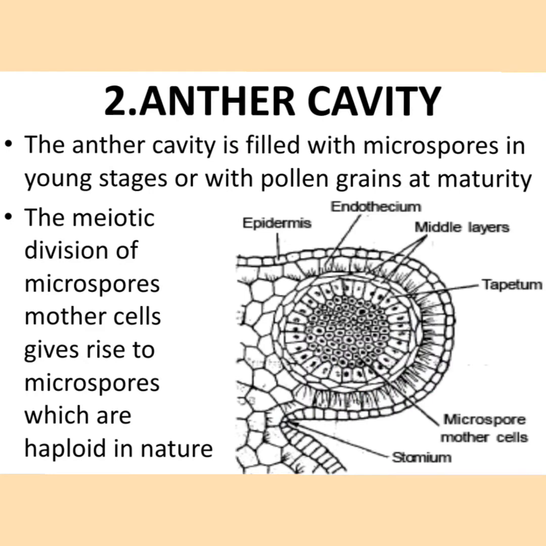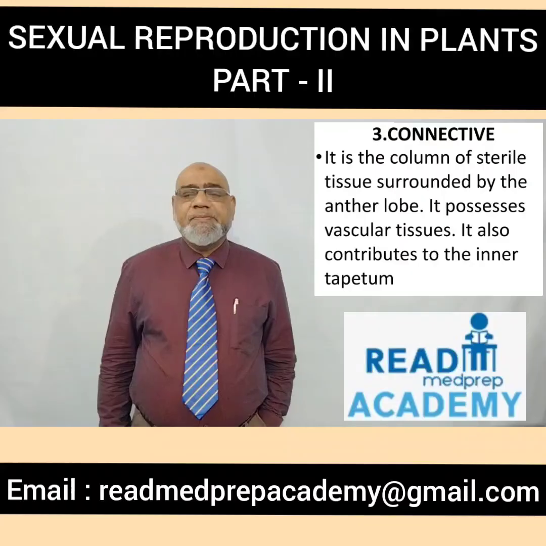Now let us discuss the anther cavity. The anther cavity is filled with microspores at the young stages. And as the sporangia develop, the anther cavity is filled with the pollen grains. The meiotic division of the microspore mother cells give rise to the microspores, which are haploid in nature, and the maturation of the microspores form the pollen grains.